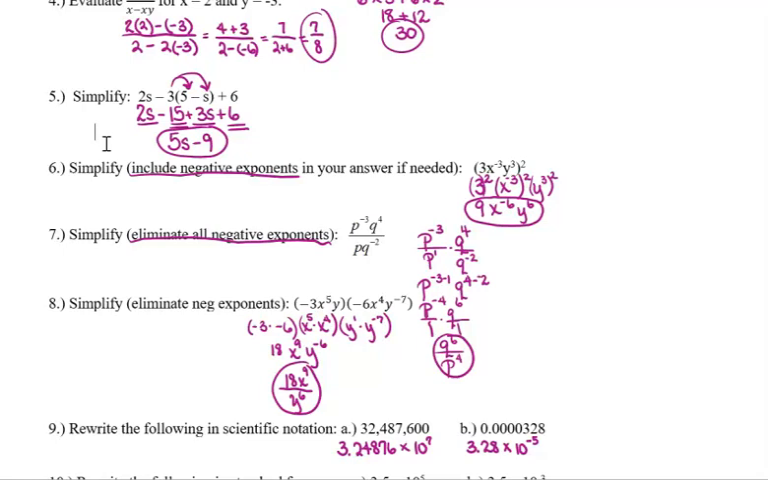All right, then we're going to combine like terms. So a positive 2s and a positive 3s gives us 5s. And then a -15 and a positive 6 gives us -9.